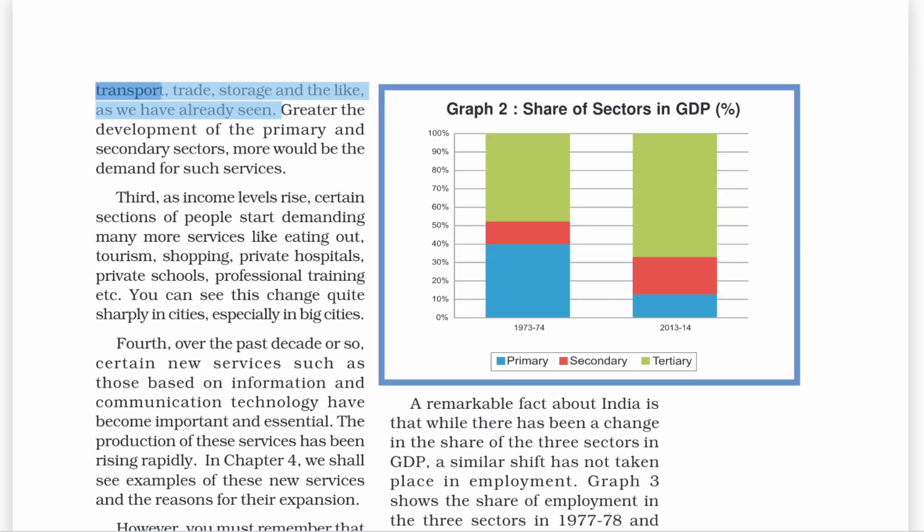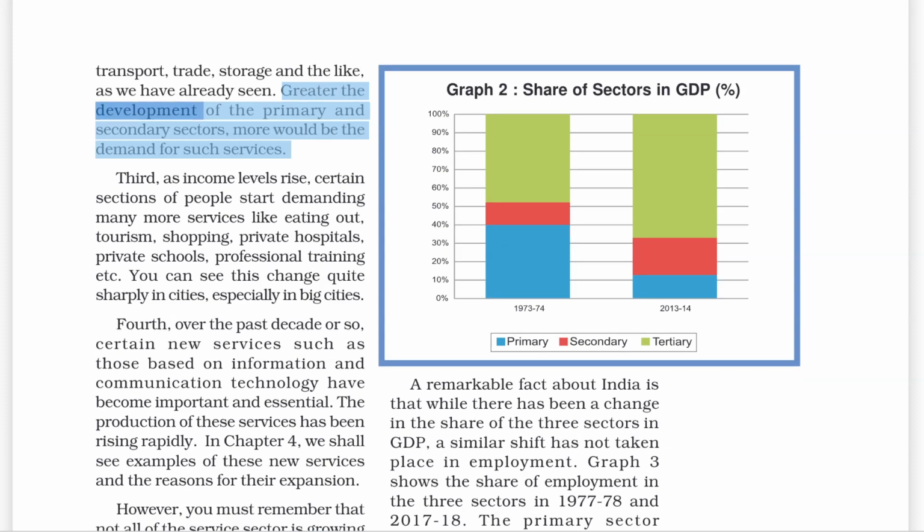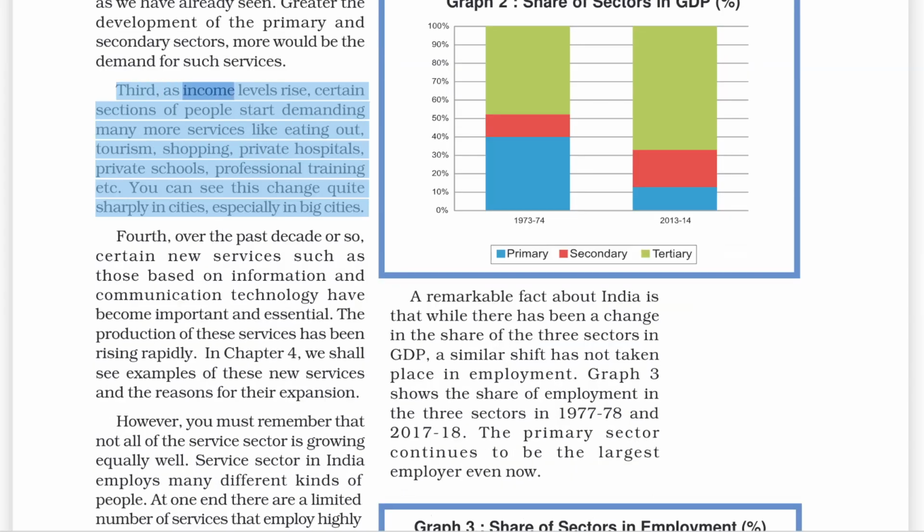Transport, trade, storage, and the like, as we have already seen. Greater the development of the primary and secondary sectors, more would be the demand for such services. Third, as income levels rise, certain sections of people start demanding many more services like eating out, tourism, shopping, private hospitals, private schools, professional training, etc. You can see this change quite sharply in cities, especially in big cities.